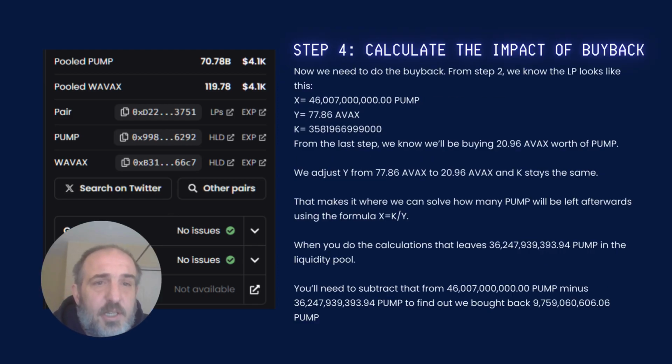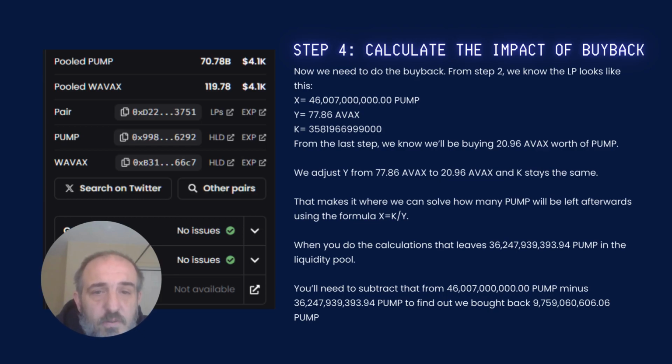So in this step, we're going to calculate the impact of the buyback. From step 2, we know the LP looks like 46 billion pump and 78 AVAX, which creates a constant of around 3.6 trillion. We also know that we're going to buy back just under 21 AVAX worth of pump. So we adjust Y from 77.86 and we need to add 21, which is going to make that go up to around 99 AVAX.